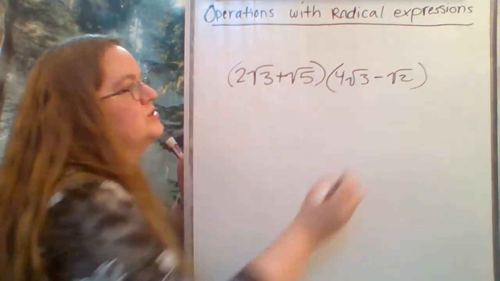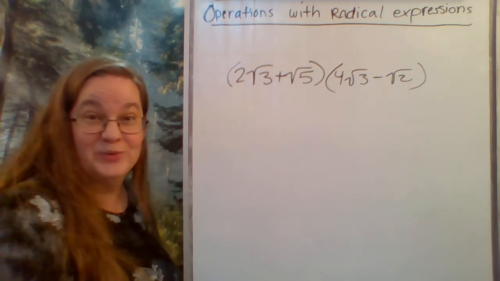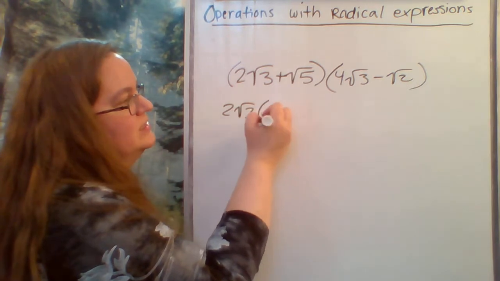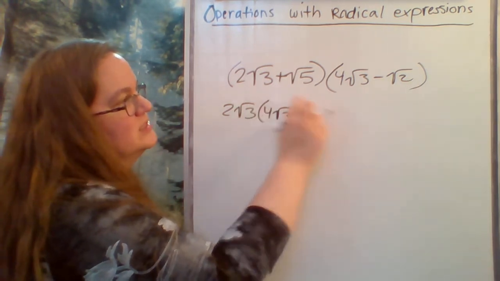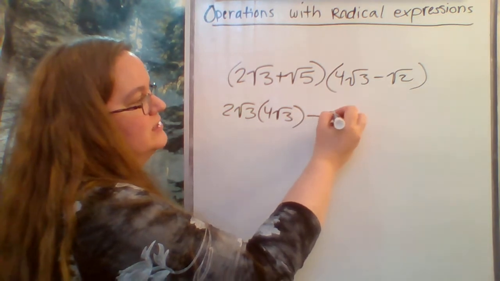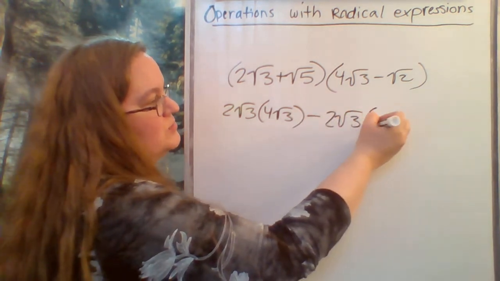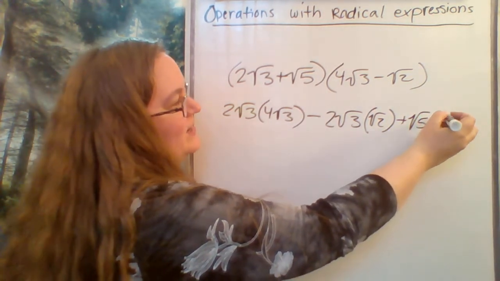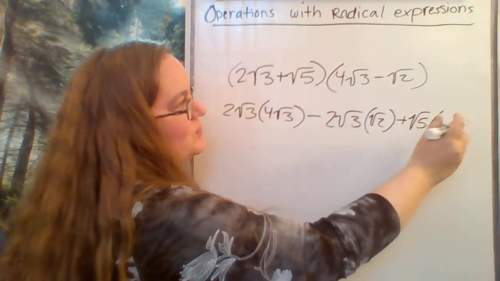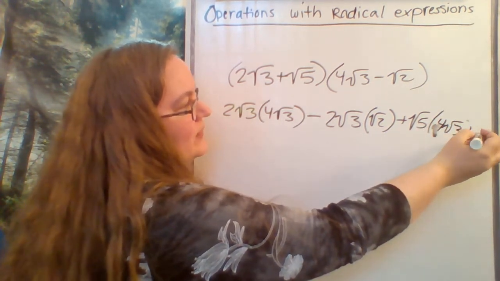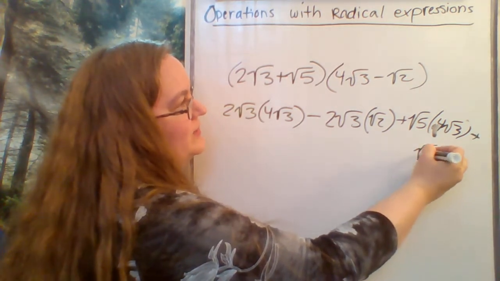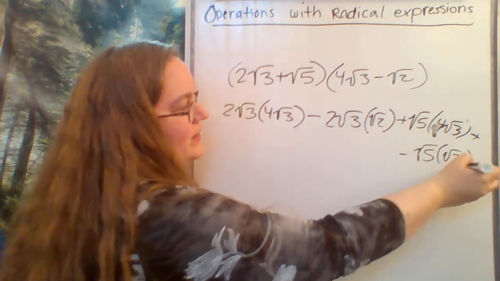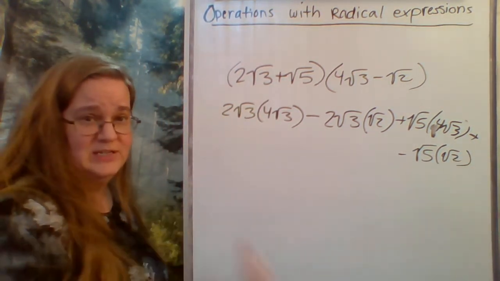Okay, and so when you take a look at this one, what do? We do double distribution. So 2 square root 3 times 4 square root 3. So this times this and this times this, minus 2 times the square root of 3 times the square root of 2. Okay, plus square root of 5 times 4 root 3. Plus, and then that would be the square root of 5, minus square root of 5 times the square root of 2. Okay, and so again, we just go by and simplify it step by step.